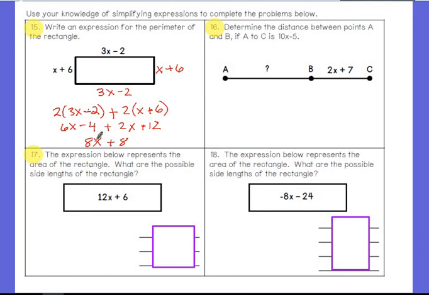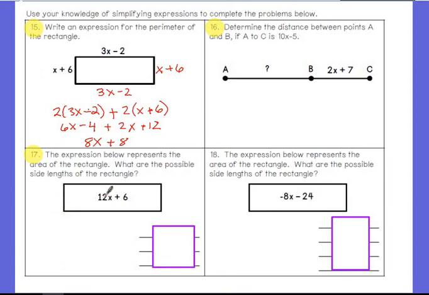Okay, I'm going to save 16 for last. 17, the expression below represents the area of the rectangle. What are the possible side lengths of the rectangle? Okay, so we've worked with little squares before. Here is my total area. I need to pull out something that is in common with both of these terms to see what side lengths this could represent. We've kind of done this before.